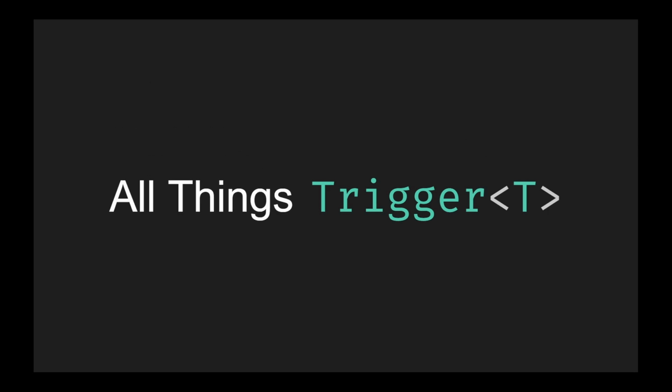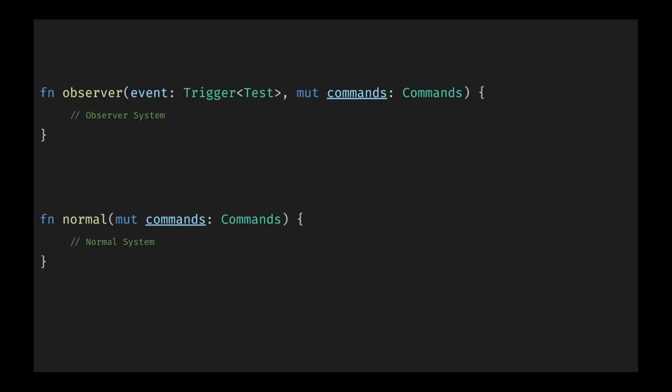That starts with the system parameter that makes them tick: Trigger. So what is a trigger and how do they allow us to make observer systems? A trigger is a system parameter that wraps an event and is used to indicate that a system is an observer system rather than a normal one. Triggers are more restrictive than normal system parameters in that you can only have one trigger in a system and it must always be the first system parameter.